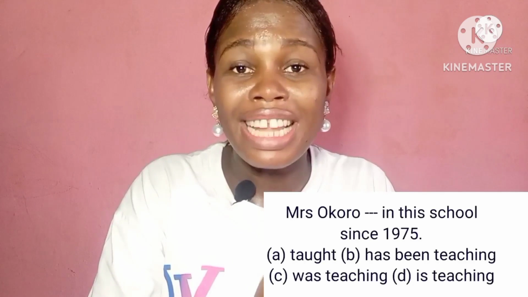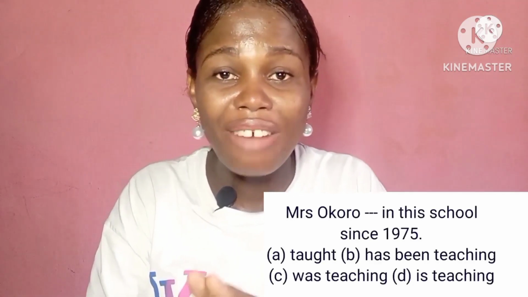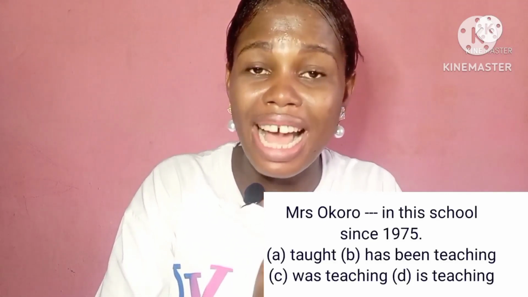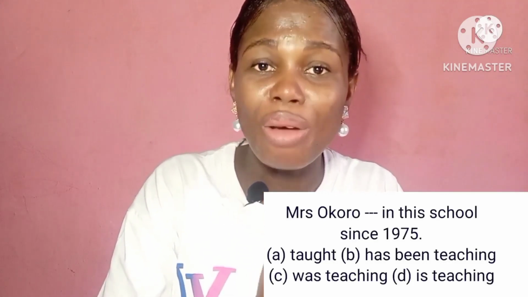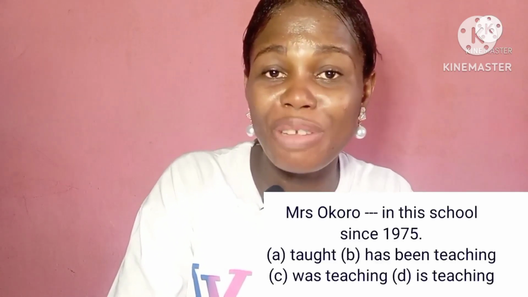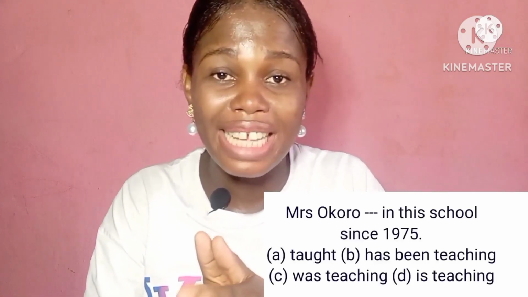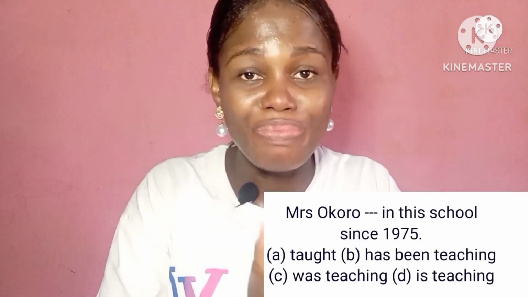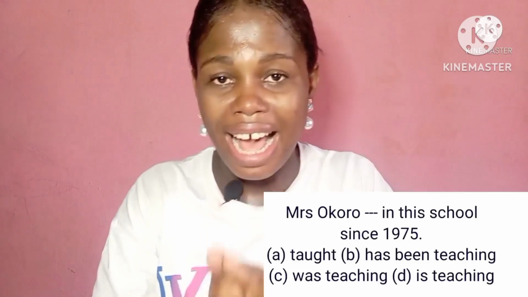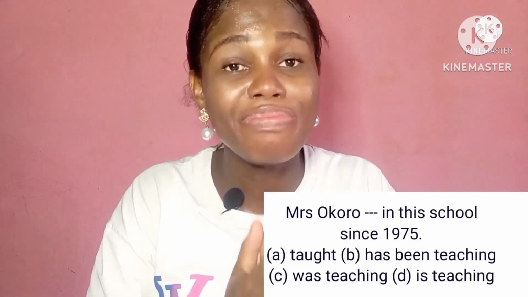Now option A does not have it, B does not have it, C does not have it, and D does not have it. Now let's look at this sentence as a sentence in the present perfect continuous tense. So it should have Mrs. Okoro plus has plus been plus the ing form of the main verb. And the ing form of the main verb in this sentence is teaching. So we're going to choose the option that has been teaching. And that option is option B.